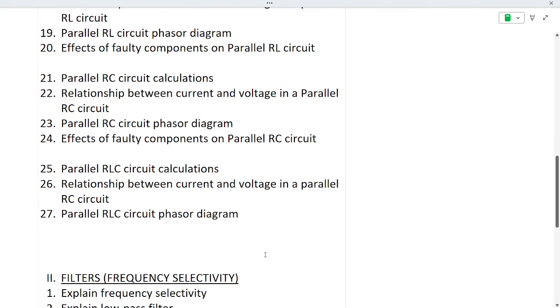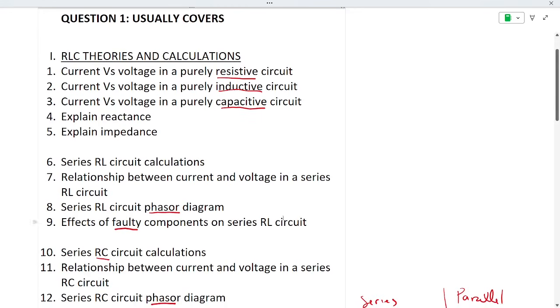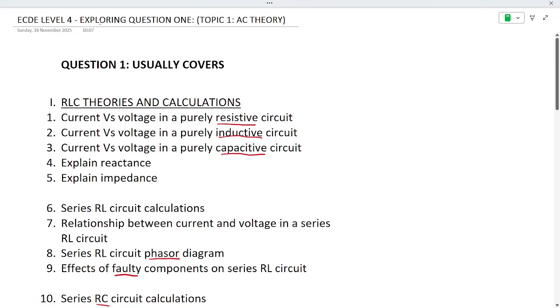So what I can easily say, let's go through. In a purely resistive circuit, what do you know about a resistive circuit? We are talking about AC theory, of course, which is exploring topic 1. In AC theory, a purely resistive circuit is actually when a resistor alone is connected across an AC power source. So that's what we are exploring.